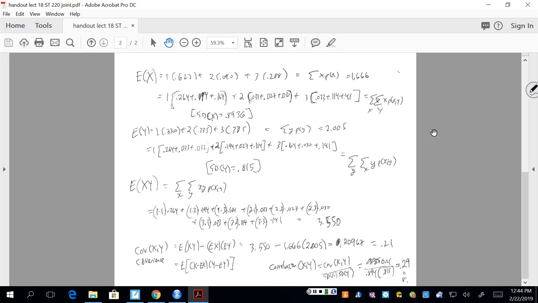If you get a very large sample, it's probably going to be quite close to that, because you're going to get about 62.2% ones, about 9% twos, and 2.88% threes.